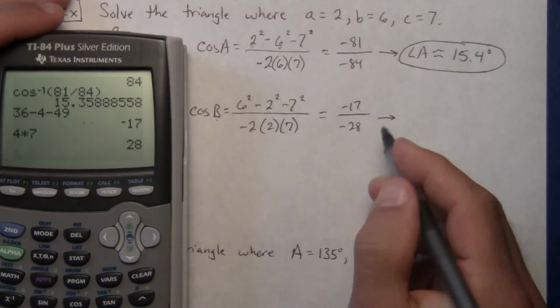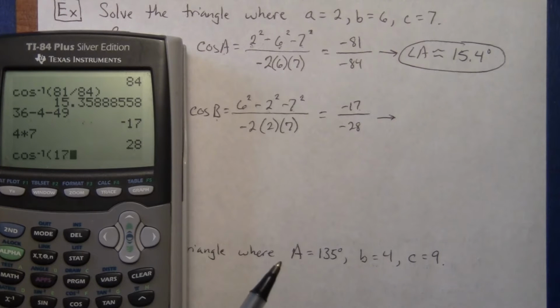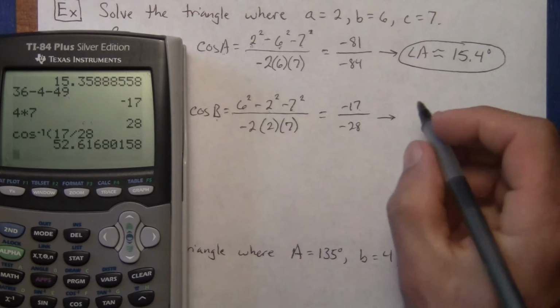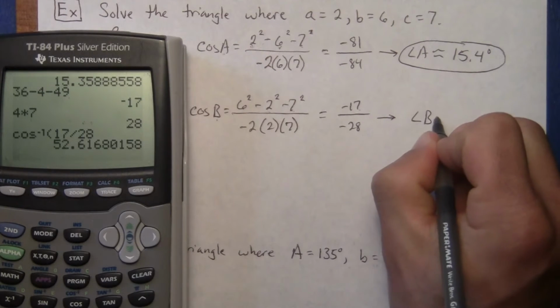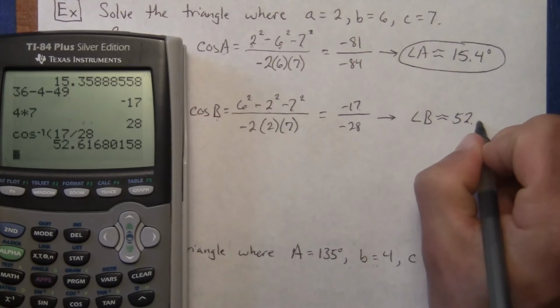And then you can either convert that to a decimal or just type in cosine inverse of 17 divided by 28, and it tells me that angle B is going to be approximately, we'll go to one decimal place again, 52.6 degrees.